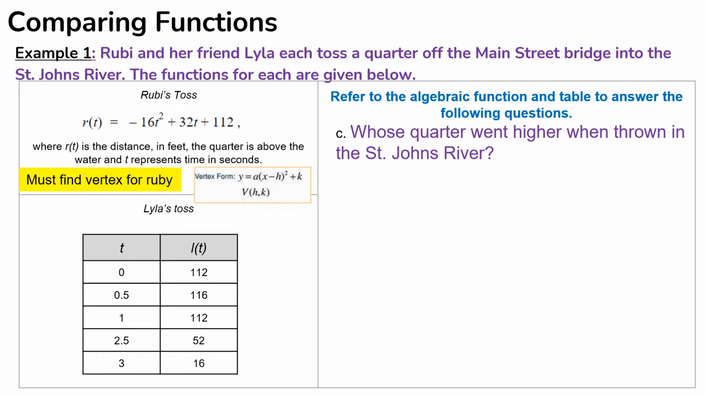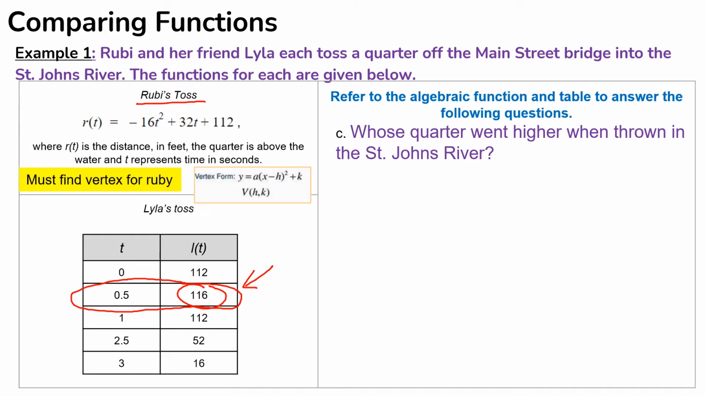For the C portion of this problem, it says whose quarter went higher when thrown in the St. Johns River. If we look at Lila's toss, her highest point was 116. We can simply look at the chart and say that her highest point was at 116. But for Ruby, we have to actually find the vertex. So this is the vertex for Lila, but we have to find the vertex for Ruby.